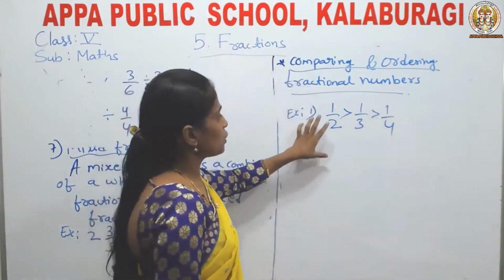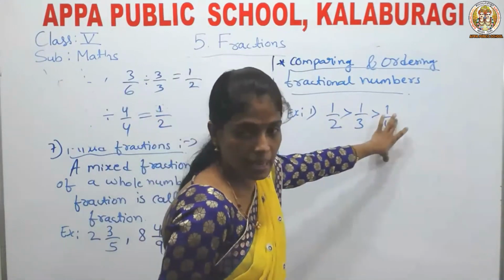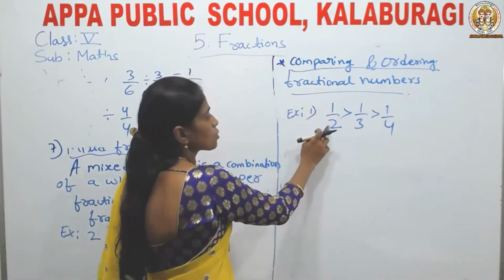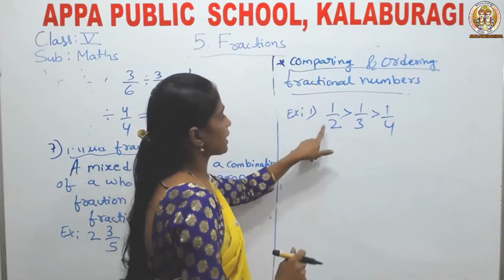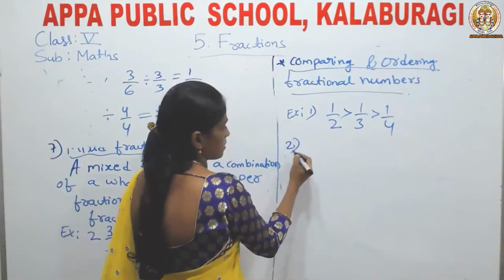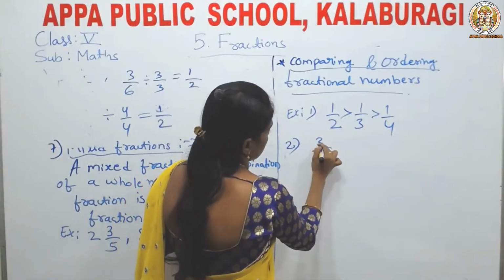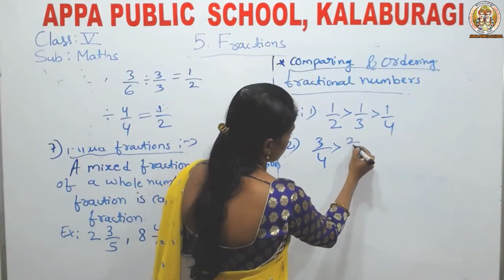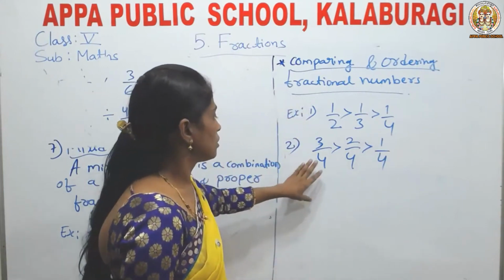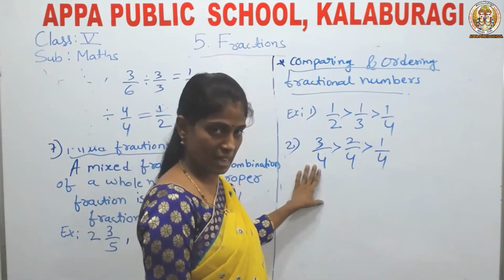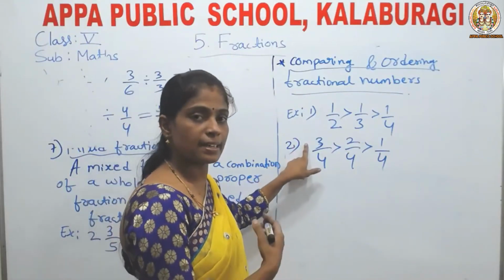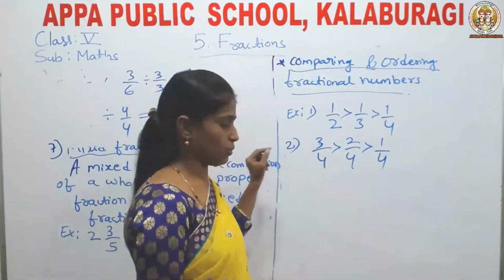Here the numerator is the same. When the numerator is the same, the fractional number that has the smaller denominator is greater. Okay, next one. 3 by 4 is greater than 2 by 4 is greater than 1 by 4. See here also, the denominators are the same. When the denominators are the same, the fractional number that has the greater numerator has the greater value.